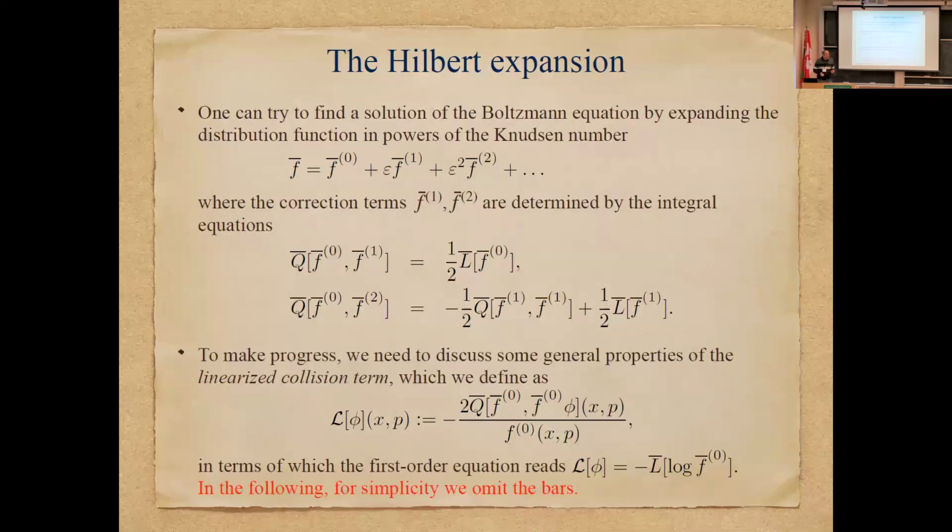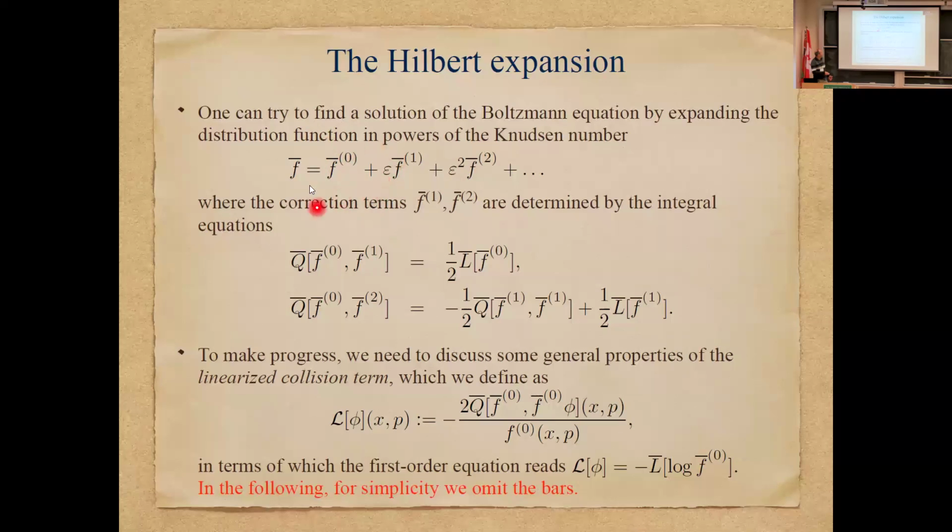Okay, and then you can imagine to have formally an expansion like this. It's called the Hilbert expansion. So you expand f in powers of epsilon. So f0 is already fixed. It is a local Jüttner distribution function.